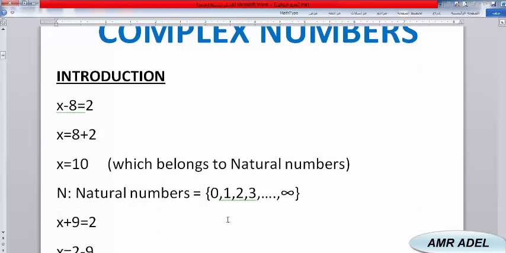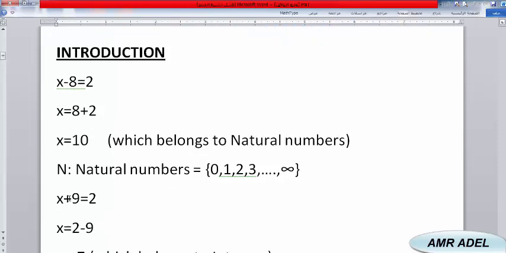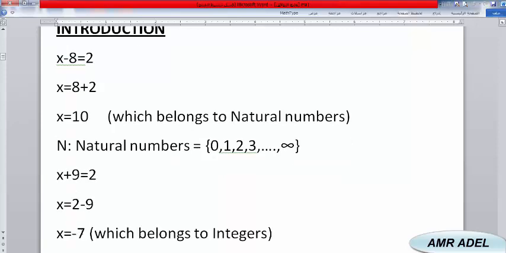Okay, now look at this equation. x plus 9 equals 2. Now transfer 9 to the other side, then x will be 2 minus 9, which is minus 7, which belongs to integers. What does that mean? Now, minus 7 belongs to integers.